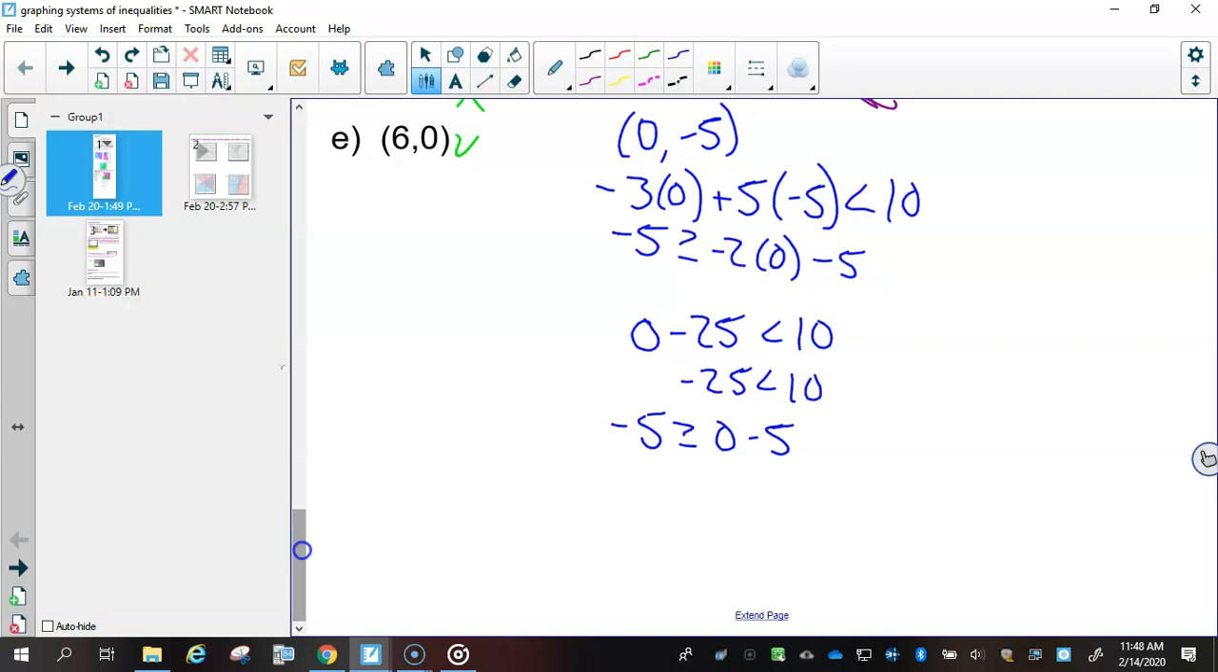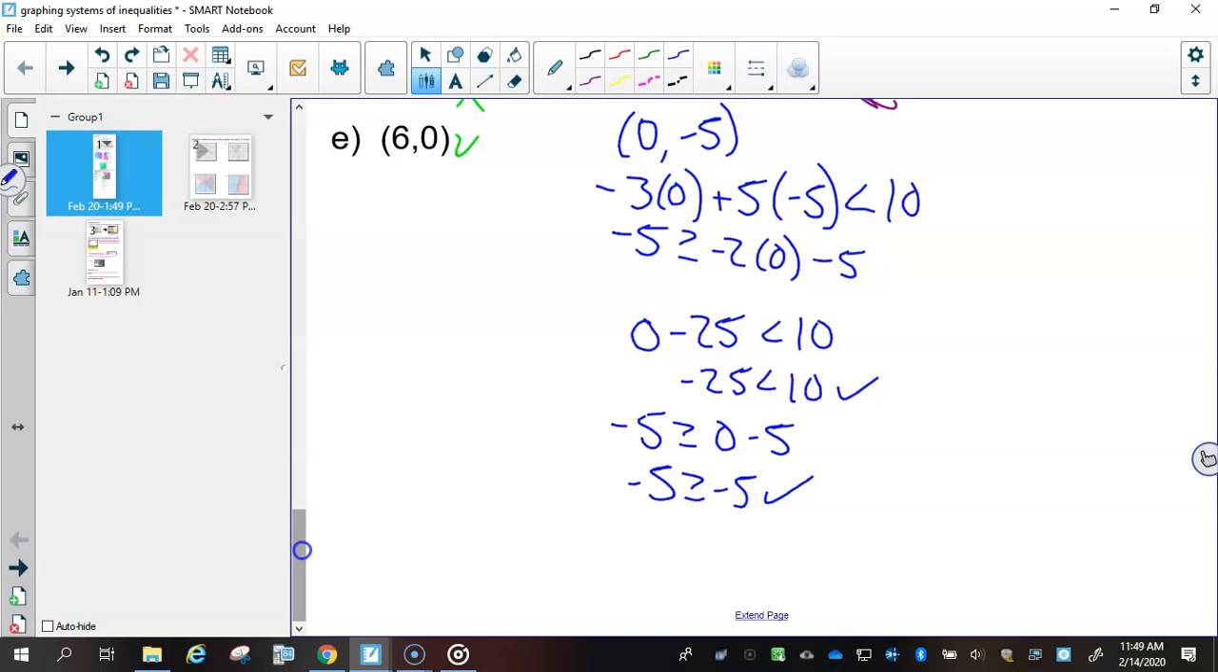Is -25 less than 10? Yes. Is -5 greater than or equal to -5? Yes. So yes, in this case, this worked. For every point that lies on a line, you need to be thinking of two things. Is it included, meaning is it dashed, is it solid? But also, you need to check this. That's the second thing you should be thinking. I need to check this because this happened to work.